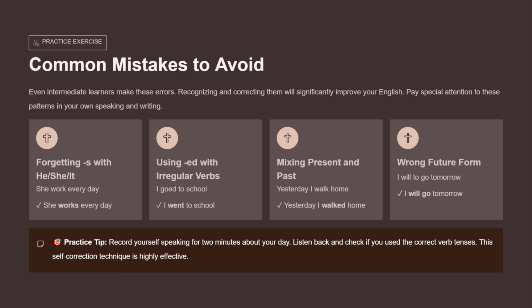Here's a practice tip. Record yourself speaking for 2 minutes about your day. Listen back and check if you used the correct verb tenses. This self correction technique is highly effective.